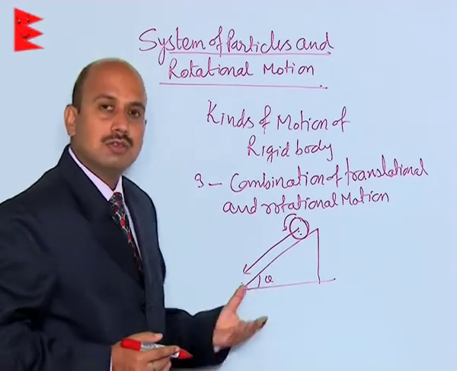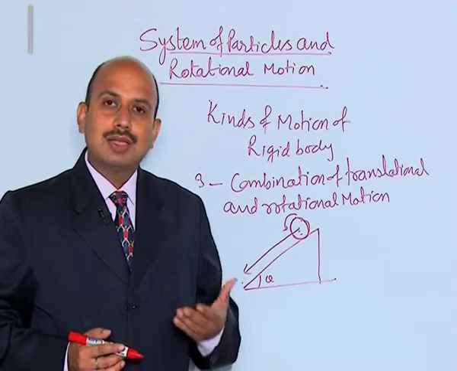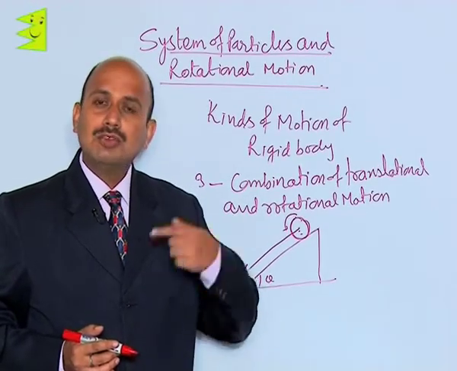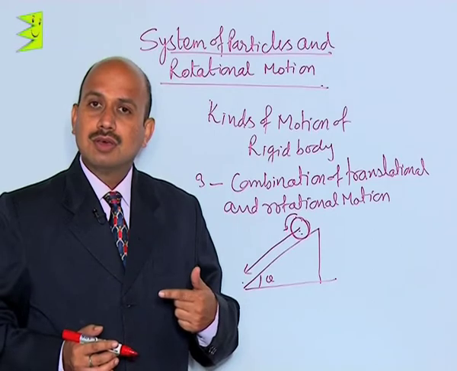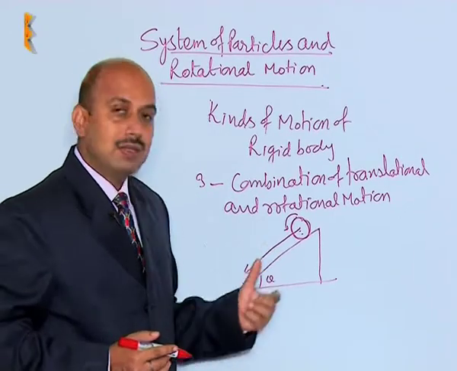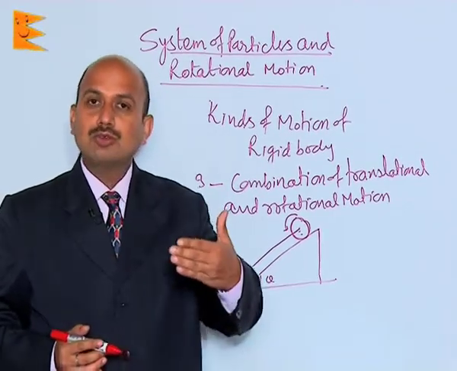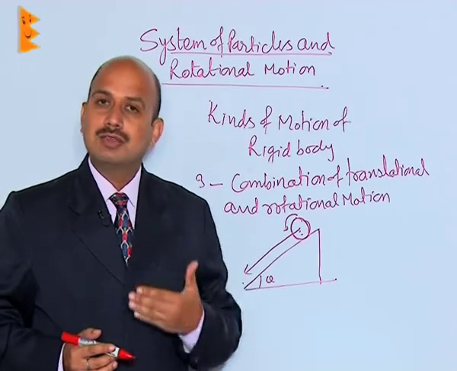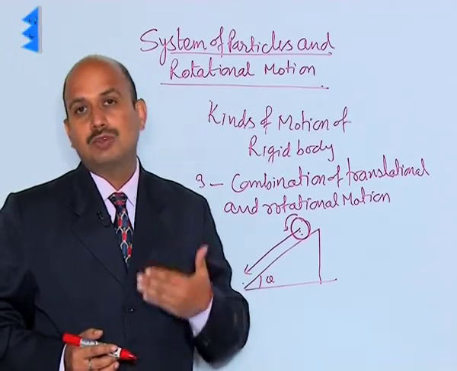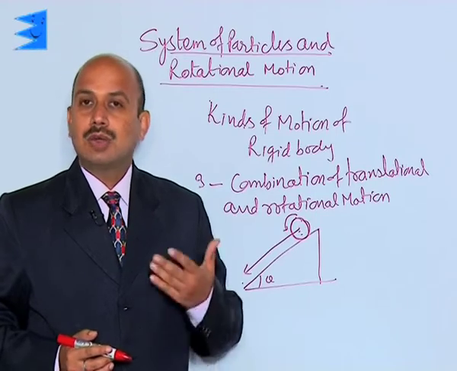Another example of this is the wheel of a car. When the car is moving, its wheel is rotating about the axis. In that case, what happened? The wheel is going in a straight line also, so it is traveling a linear distance, so it has a translational motion. At the same time, it is rotating, so it has a rotational motion.